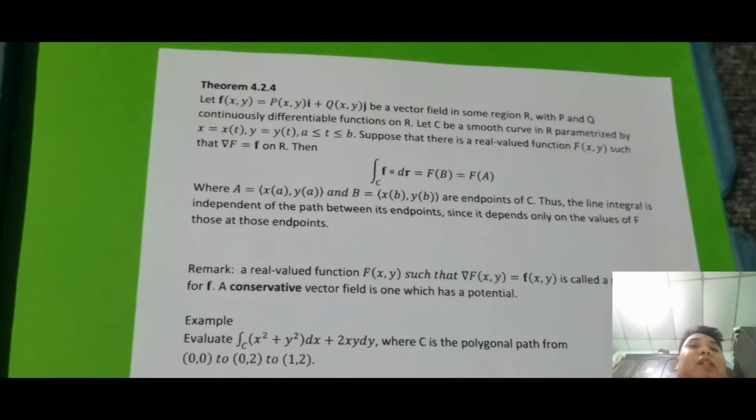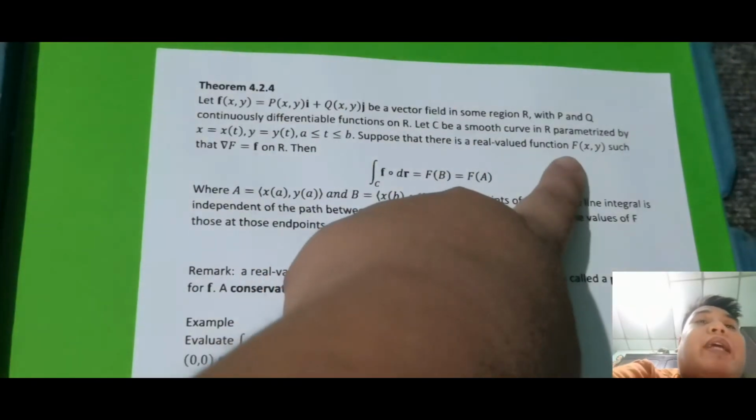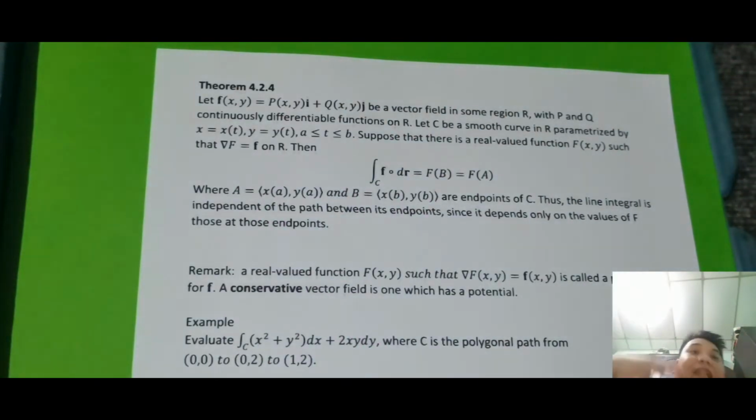Let F of x comma y is equal to P of x comma y i plus Q of x comma y j be a vector field in some region R. So again, gumagana lang si theorem 4.2.4 sa isang vector field, with P and Q continuously differentiable functions on R. Let C be a smooth curve in R parameterized by x equals x of t and y equals y of t, for a less than or equal to t less than or equal to b. Suppose that there is a real valued function capital F of x comma y. Kumbaga, na-integrate mo. Suppose na na-integrate mo siya.